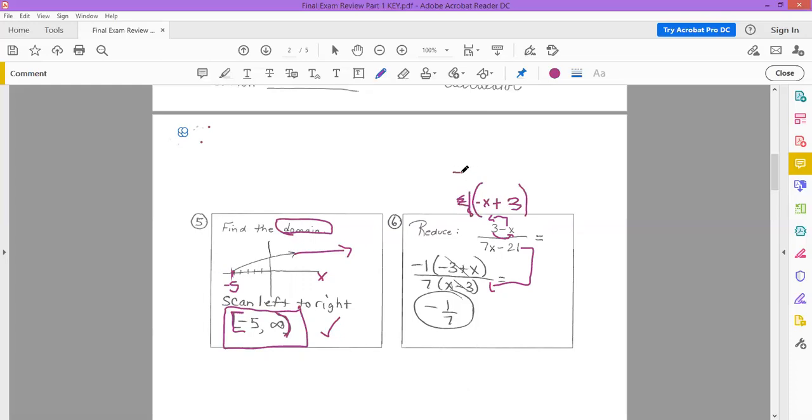Actually, let's write negative 1, since we're factoring negative 1 from both the terms. When we factor negative 1 from minus x, we'll get positive x. When we factor negative 1 from positive 3, we'll get negative 3. All right, so that's what you see in the numerator. We factor negative 1 from both the terms, so we're left with the positive x and the minus 3 inside parentheses. That lets us cancel the x minus 3. And we're left with negative 1/7 as our answer.